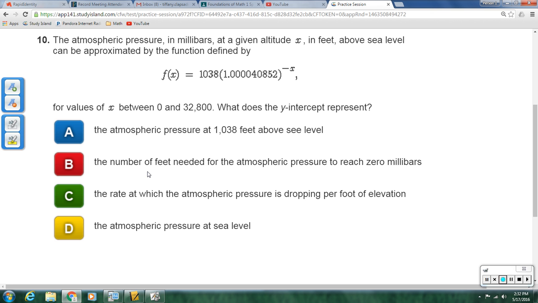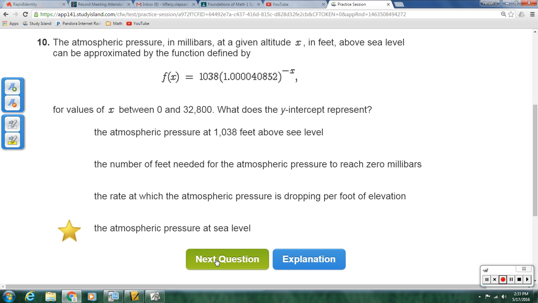All I did was point out at a given altitude in feet above sea level, this is the starting point, and I said it's either this one or this one. So what do we think? How many say A? How many say B? Alright, more people say B, so we'll know it's B. It is B. Now you gotta pay attention to those little words there. Alright, next question, I think that's it.